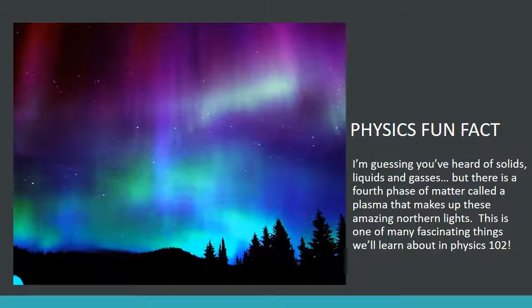I'm guessing you've heard of solids, liquids, and gases, but there's a fourth phase of matter called plasma that makes up the amazing northern lights in the picture here. This is one of the many fascinating things that we'll learn about in Physics 102.